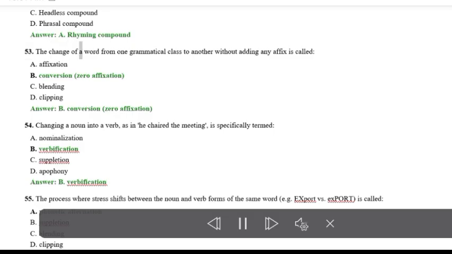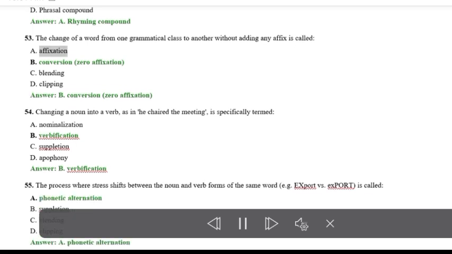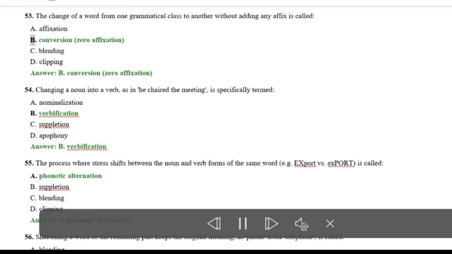53. The change of a word from one grammatical class to another without adding any affix is called A. Affixation. B. Conversion, zero affixation. C. Blending. D. Clipping. Answer, B. Conversion, zero affixation.